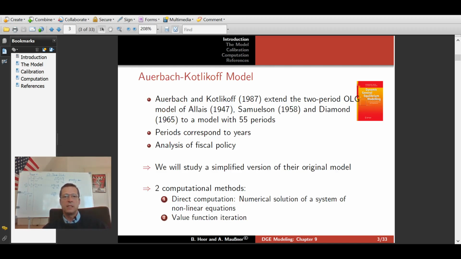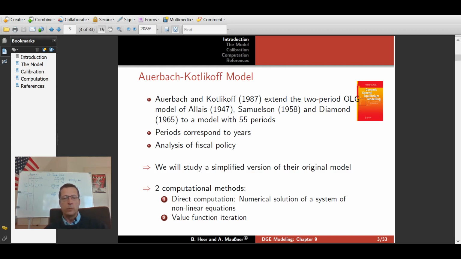So let's get into the introduction of the Auerbach-Kotlikoff model. Auerbach and Kotlikoff were the first to extend the two-period overlapping generations model of Allais, Samuelson, and Diamond. So all these economists basically came up with this two-period overlapping generations model. Allais, Samuelson, and Diamond only studied a two-period model.